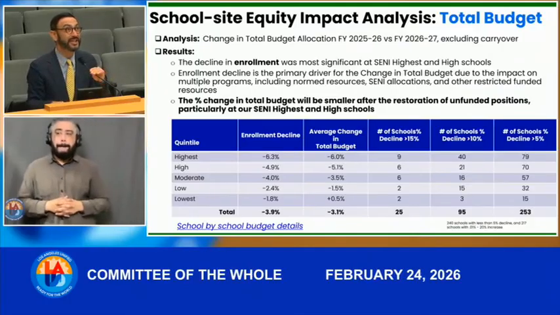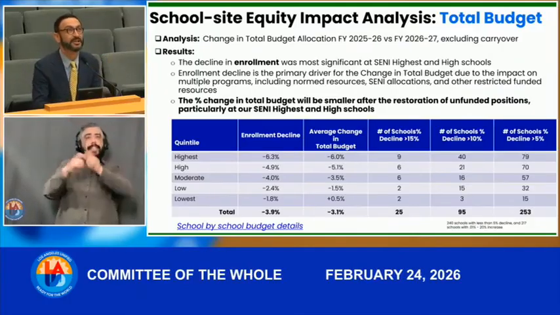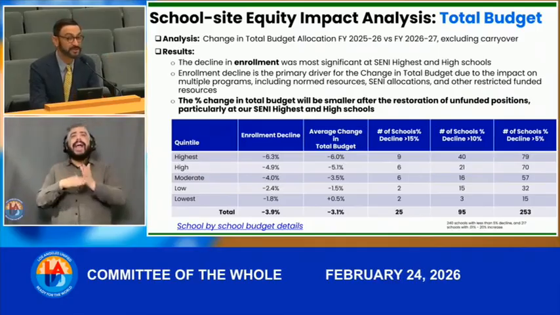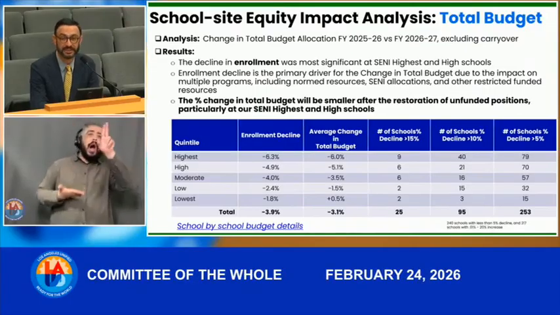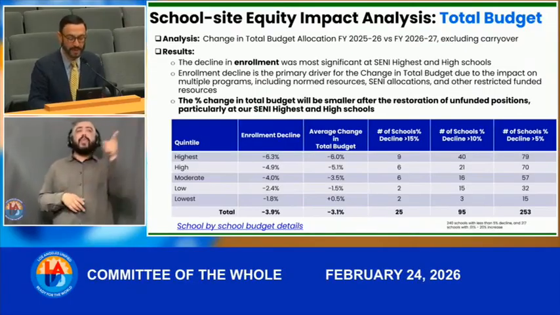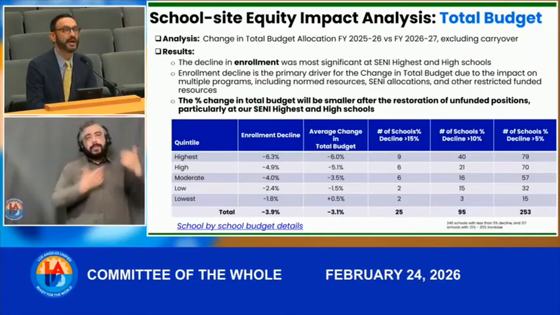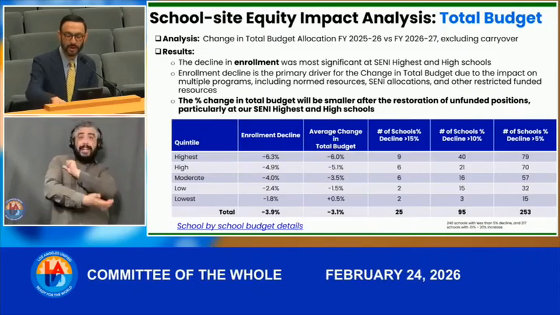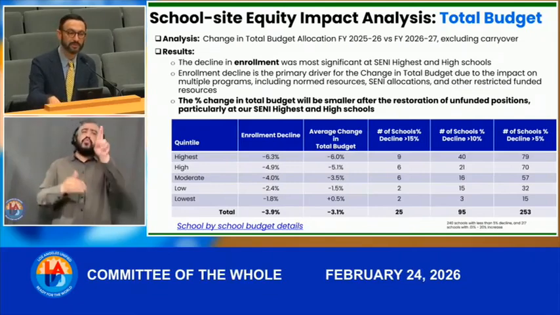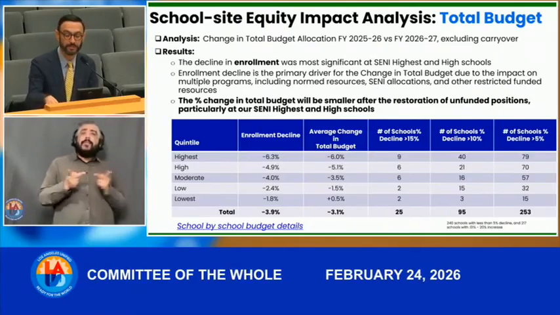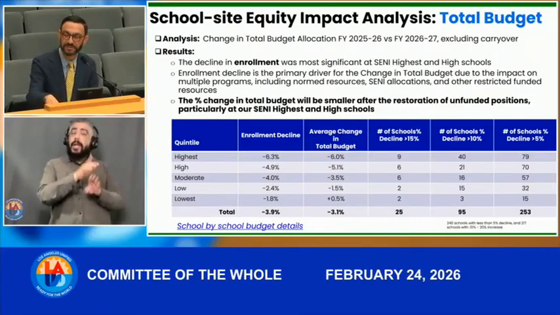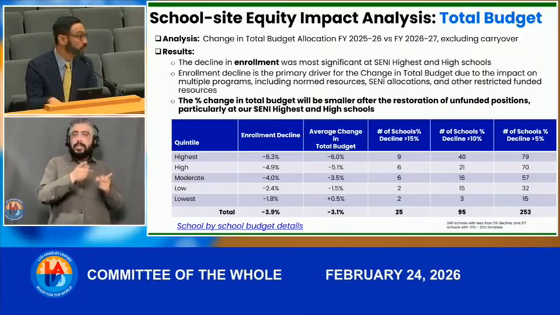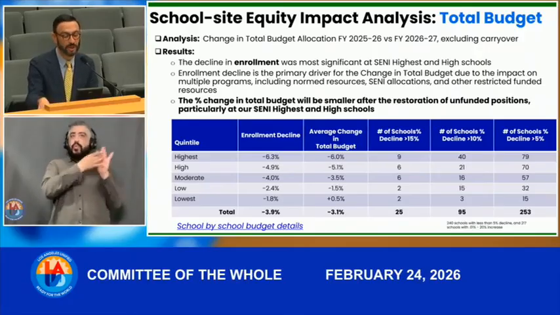I also want to highlight that the change in total budget that you see highlighted here will ultimately be smaller after the restoration of unfunded positions. This could be particularly true at our highest and high schools. When we met with the board last week, as part of the RIF authorization, we mentioned that we were moving forward with a RIF that was smaller than the actual number of positions that were closed during budget development. It's really because the focus of the RIF was on central office positions. There were several school-based positions that were not part of the RIF authorization.